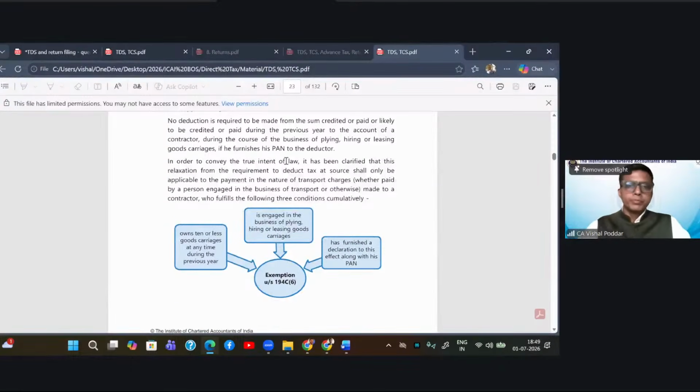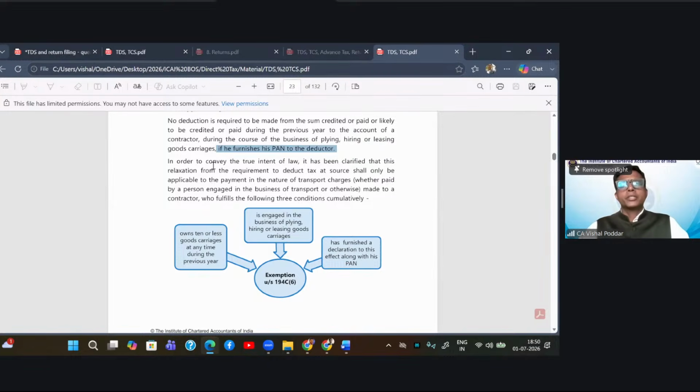Yes. Now see, what are the pointers? No deduction is required to be made from the sum credited or paid, or likely to be credited or paid, during the previous year to the account of a contractor during the course of business of plying, hiring, or leasing goods carriages if he furnishes PAN. So what are the key conditions?